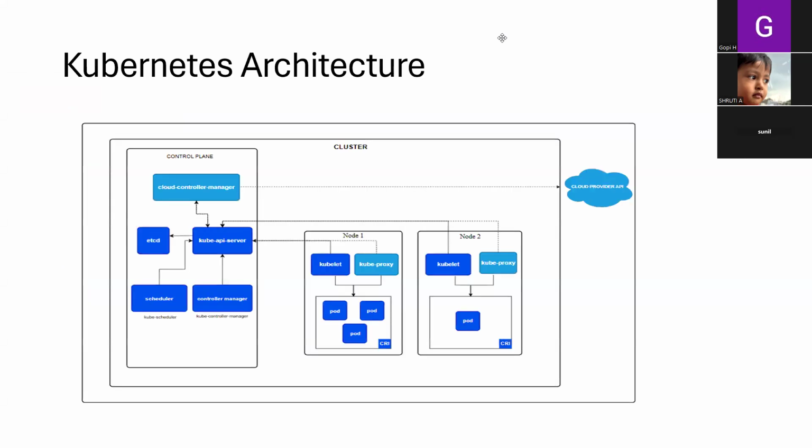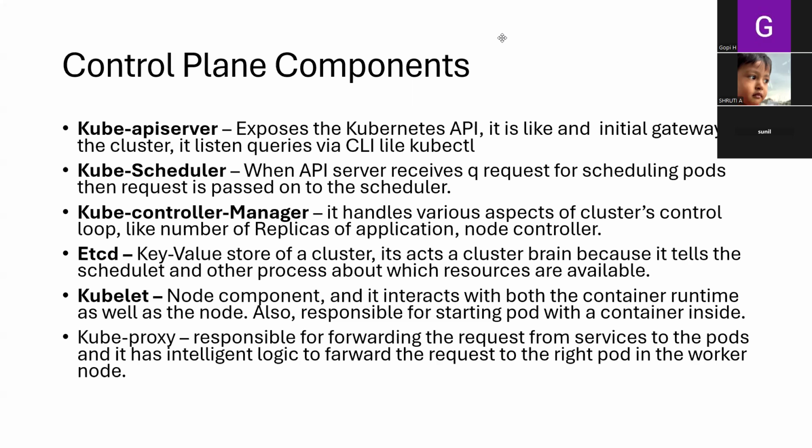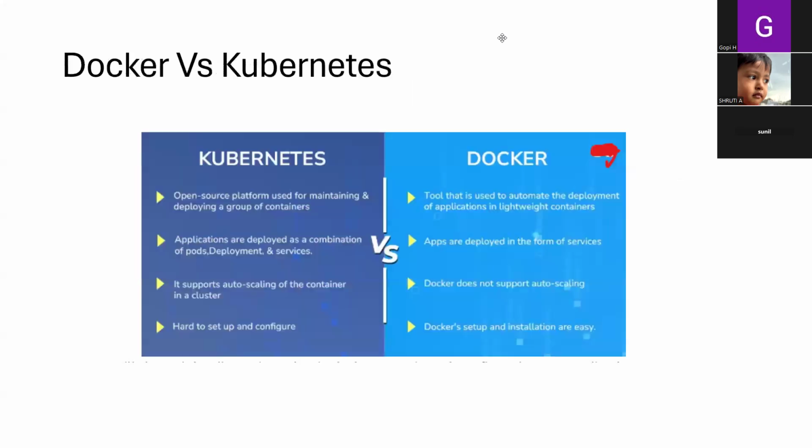So let's start another concept called Kubernetes, and we'll go through the difference between Docker and Kubernetes, the drawbacks of Docker. If you look at this image, Docker has some limitations. It is a tool that is used to automate the deployment of applications in lightweight containers. Apps are deployed in the form of services. Docker does not support auto scaling.